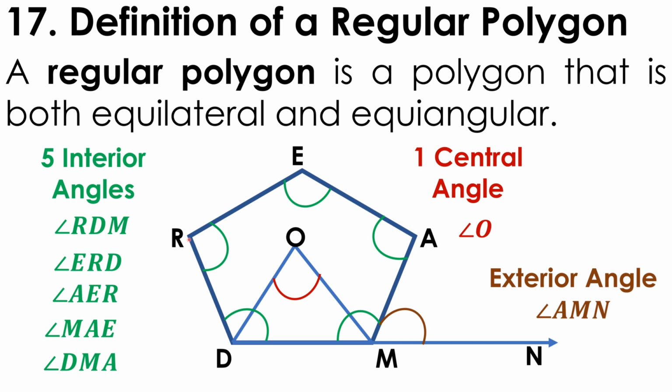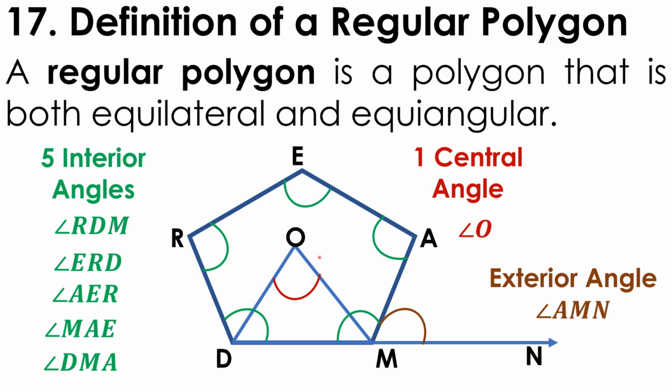Sides DR, RE, EA, AM, and MD. These 5 sides are equal. Point O here is the center of the polygon. So angle O is the central angle.